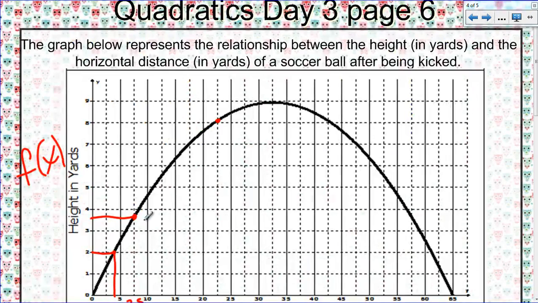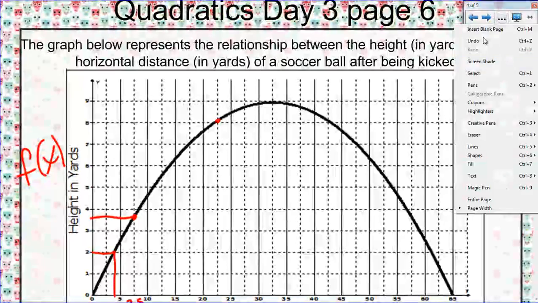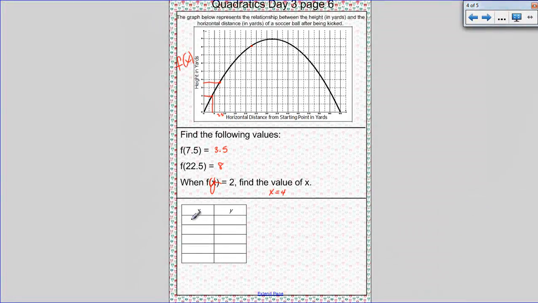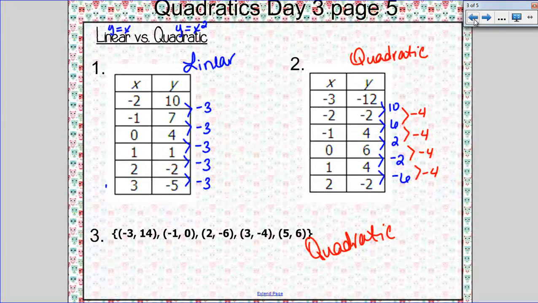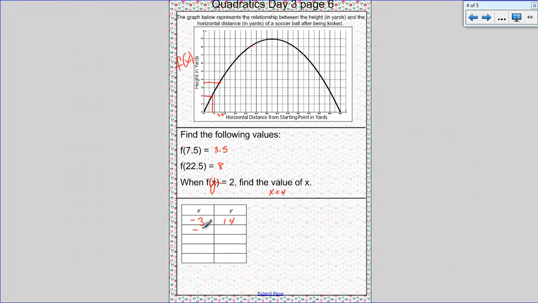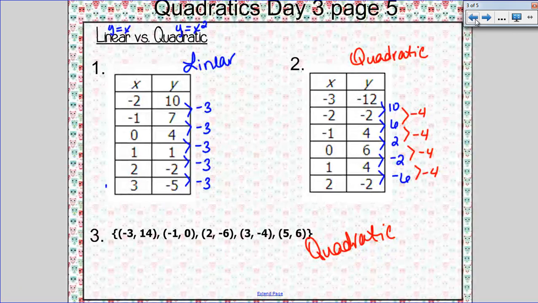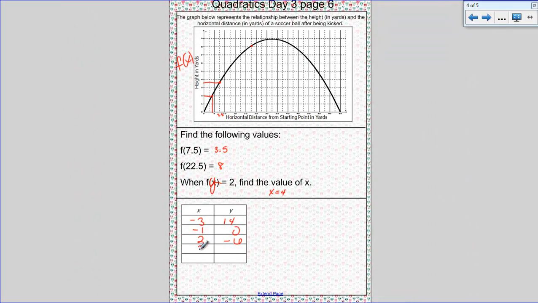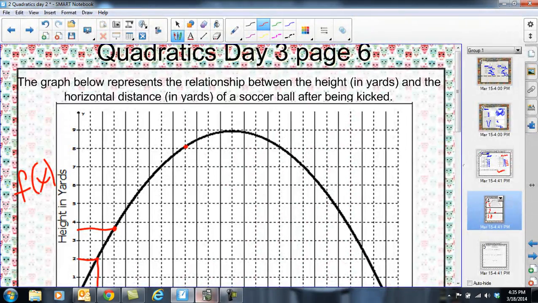So I have negative 3, 14. And then I had negative 1, 0. And then I had 2, negative 6. And then 3, negative 4. And 5, 6. And these points are already in your calculator because we put them in just a second ago. So we've already entered these into the calculator.